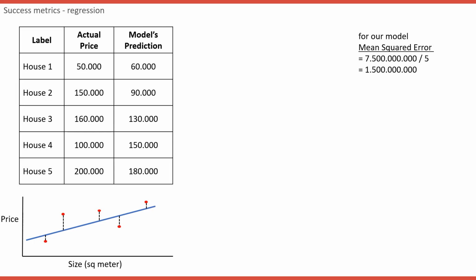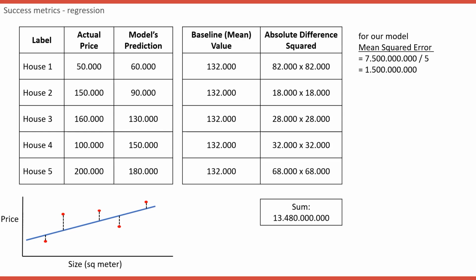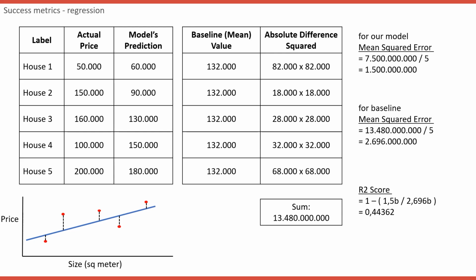Calculating the R-square score is a bit different. We have already calculated the mean squared error for our model. To compare our model with the baseline, we first need to calculate the baseline, which is the simple mean of actual prices. That's $132,000. As before, we calculate the mean squared error for the baseline as well. Doing the math, we get an R-square score of 0.44362.